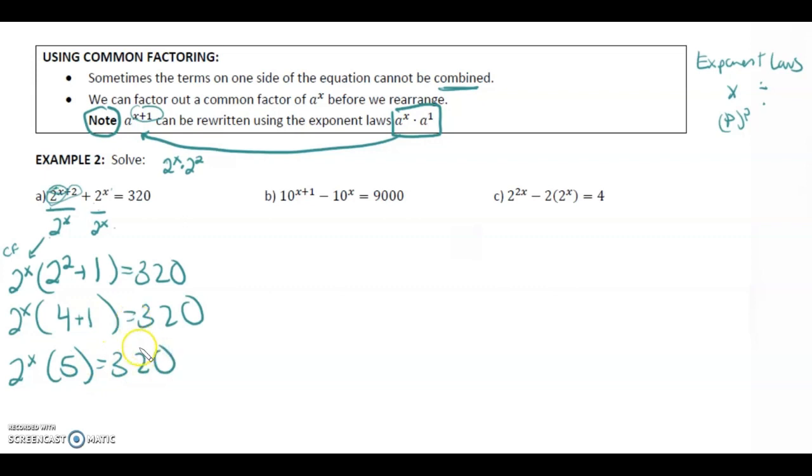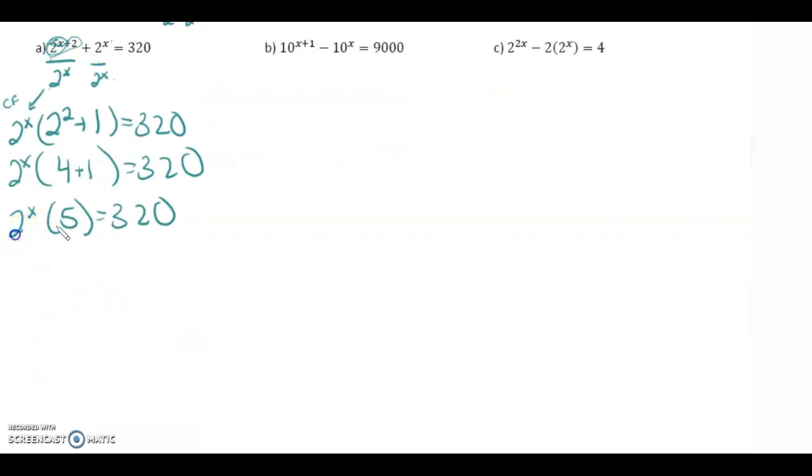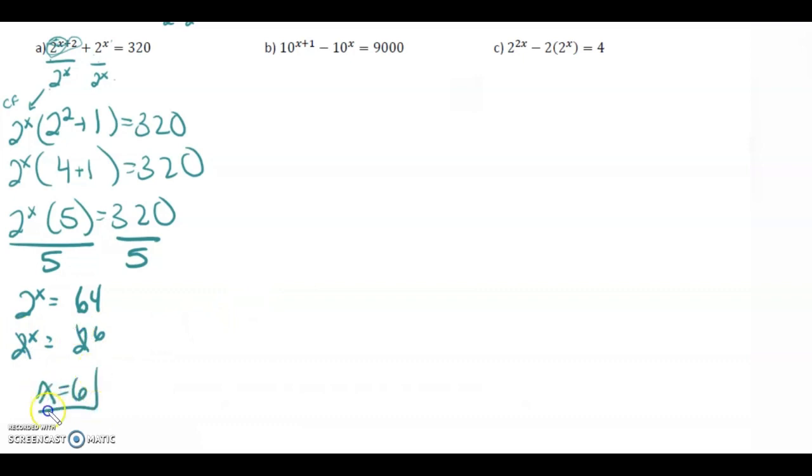At this point, it becomes one of our questions from example 1, where we can't multiply these two terms because exponents get applied in BEDMAS before multiplication. So we can go ahead and divide out the 5, and we get 2 to the x equals 320 divided by 5, which is 64. 64 is another way of saying 2 to the 6. So our answer is x equals 6.